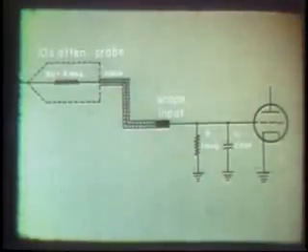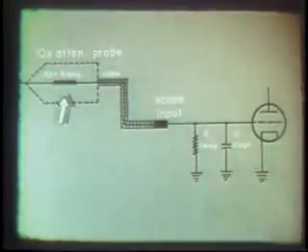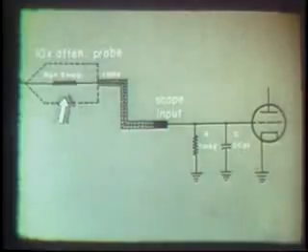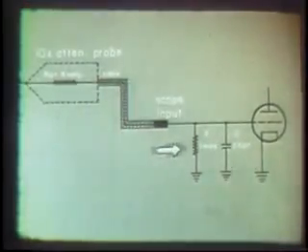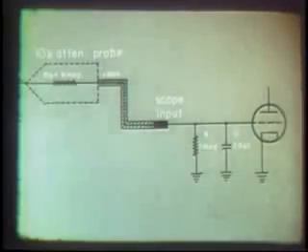When the probe is connected to the scope, this 9 megohm resistance is placed in series with the 1 meg input resistance of the scope, making the probe's new total effective input resistance 10 megohms. The resistive and capacitive loading on the circuit under investigation is reduced through the use of the probe.